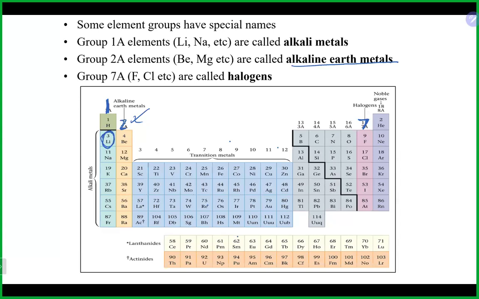Also, the last group, group number 8, is the noble gases. Noble gases means they are chemically inert, they are set apart from others, they frankly are unreactive, is what inert means. They will react with themselves, but nobody else.